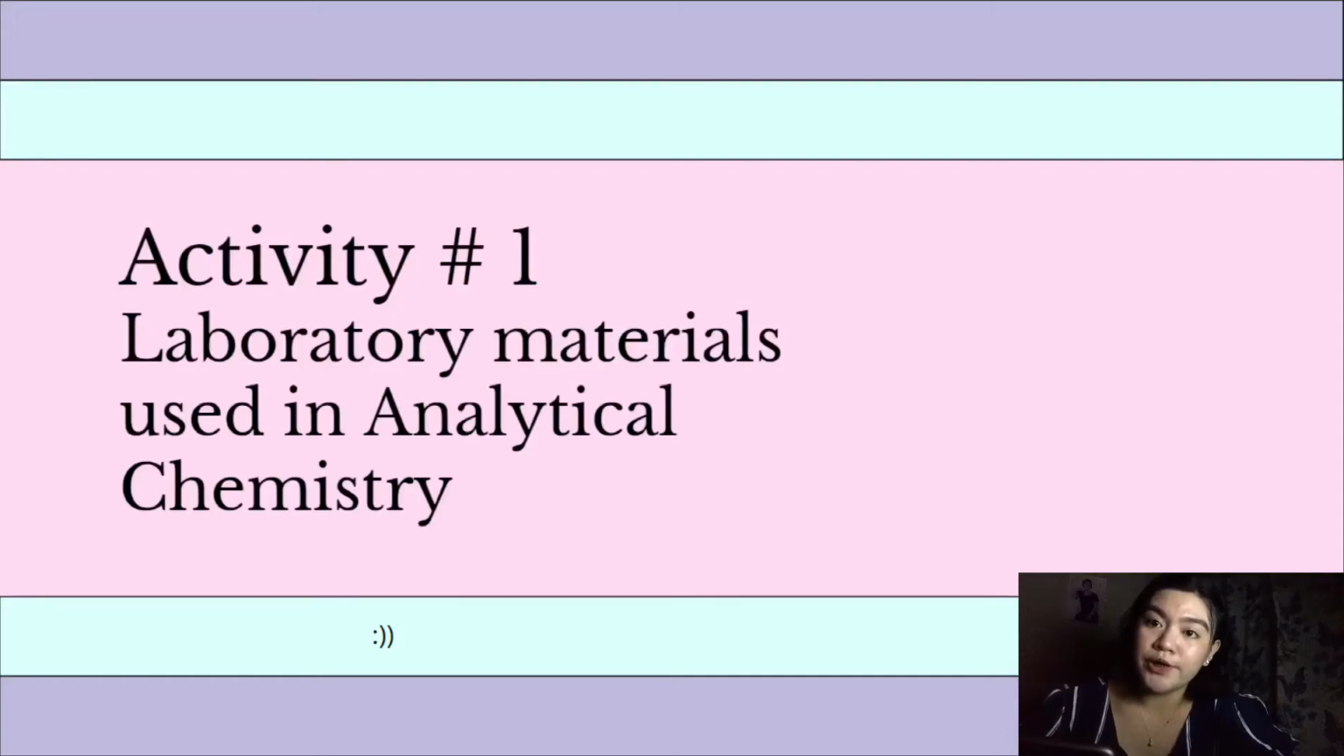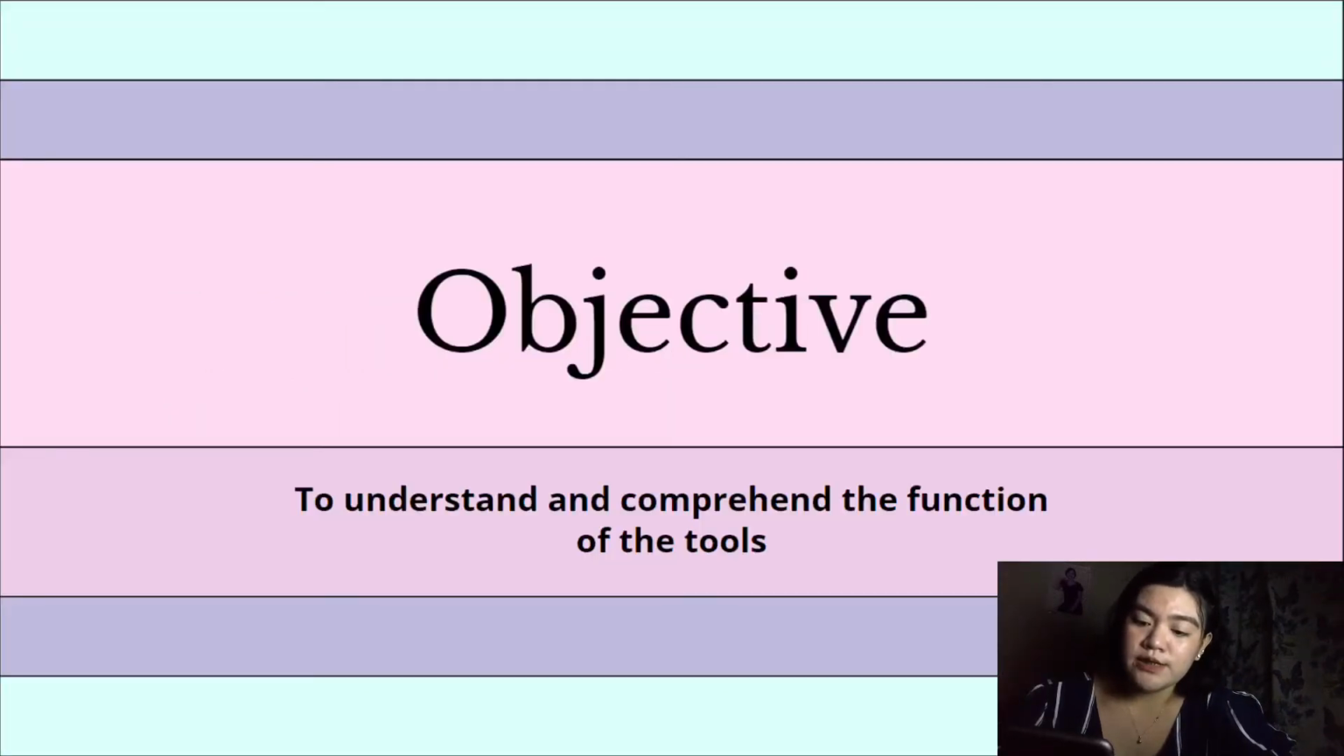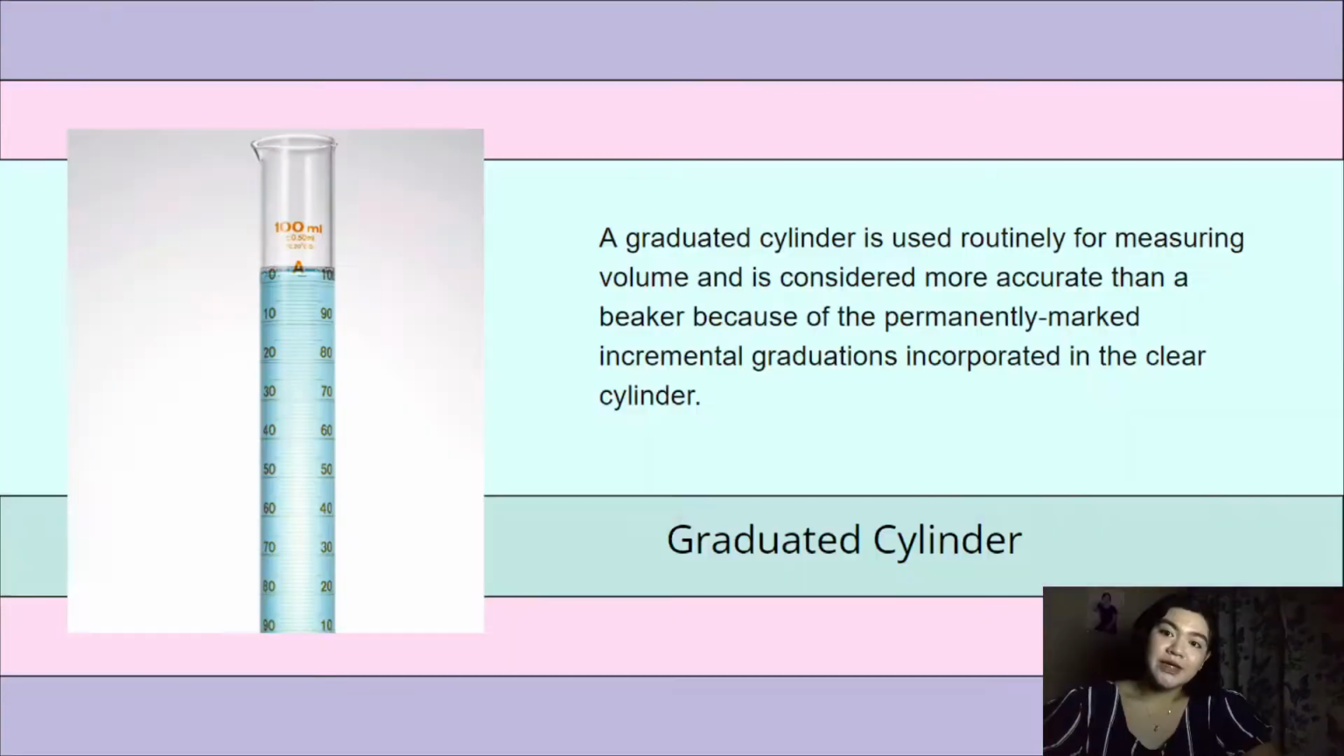I am going to report about Activity 1, which is the laboratory materials used in analytical chemistry. My objective is to understand and comprehend the function of the tools. So first is the graduated cylinder.